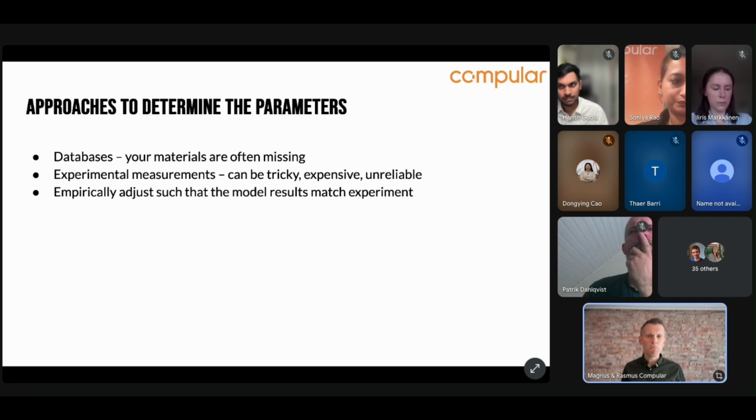You might not have the equipment, it can be time consuming, it can be expensive, and even if you try to do it, the results might not be very reliable because it's just inherently very difficult to access some of these parameters. So what most people end up doing in the end is that to some extent you just accept that you don't know all of them.